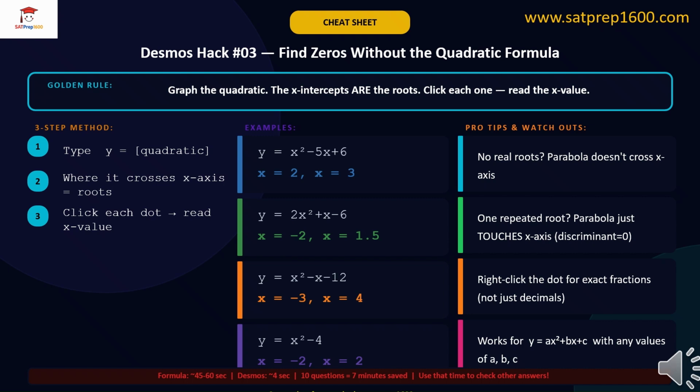3 quick pro tips. 1. If the parabola never crosses the x-axis, there are no real roots. That's your answer. 2. If it just touches the x-axis at one point, that's a repeated root. Discriminant equals 0. 3. Right-click to get exact fractions instead of decimals. This works for any a, any b, any c. Save the slide. Use it on test day.